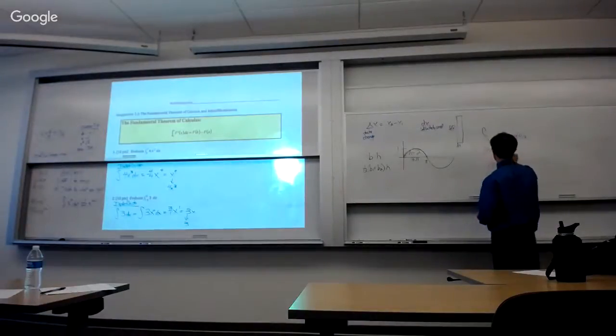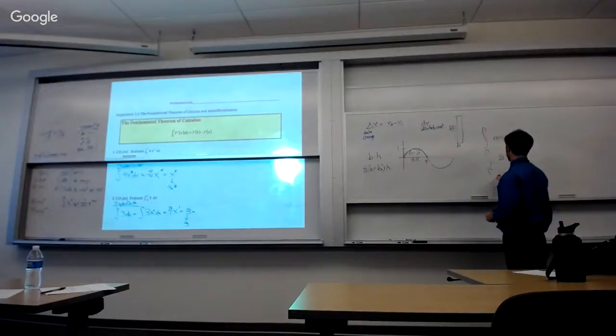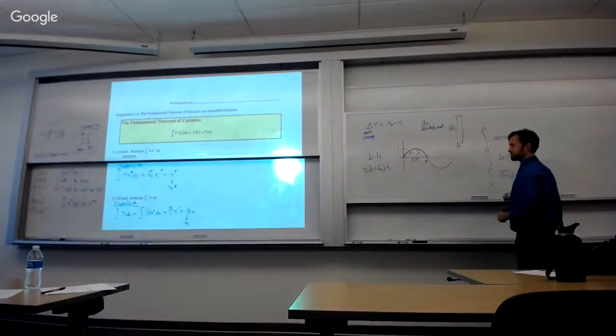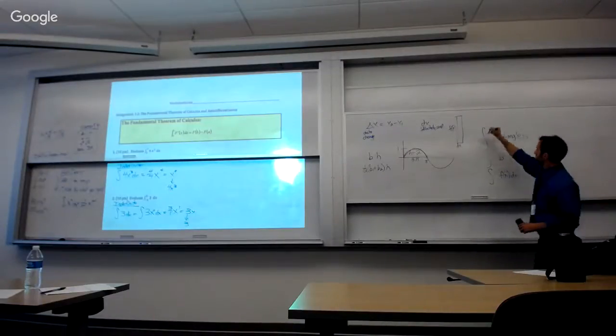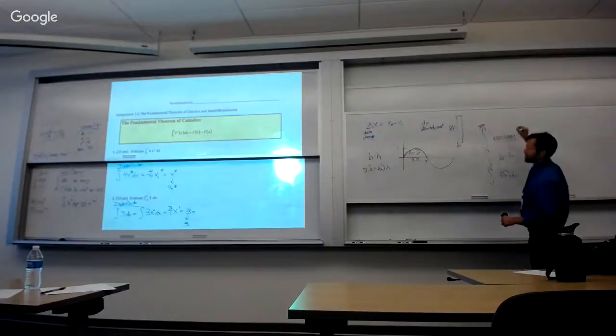A rectangle is a base times a height. In each rectangle, the height is f of x, and the base is infinitely thin, dx. So that's really what the integral symbol represents. We're finding the sum of infinitely many rectangles.